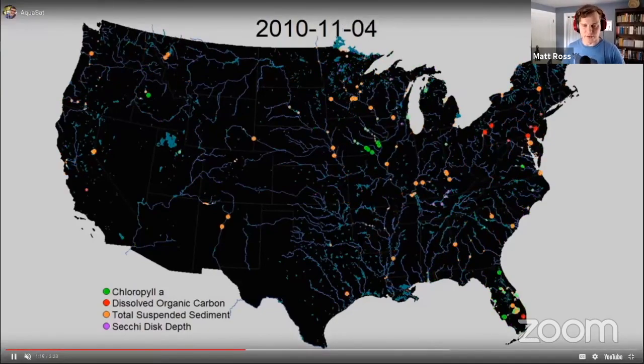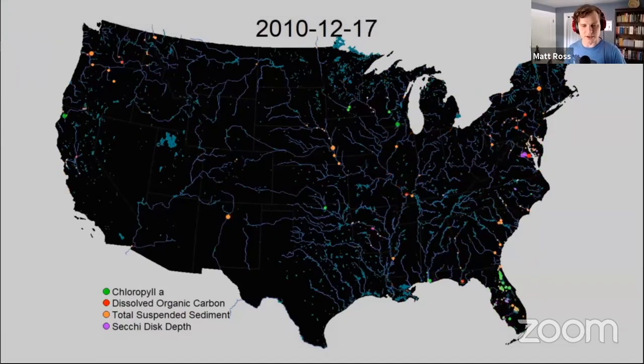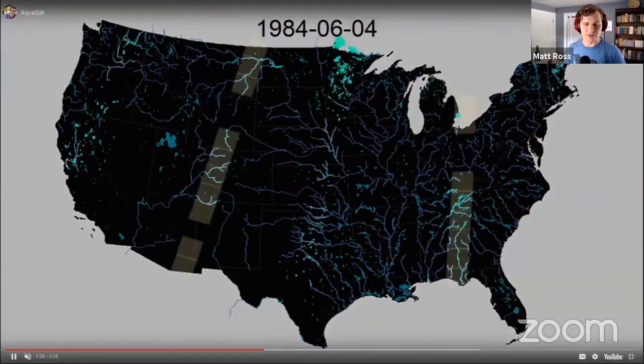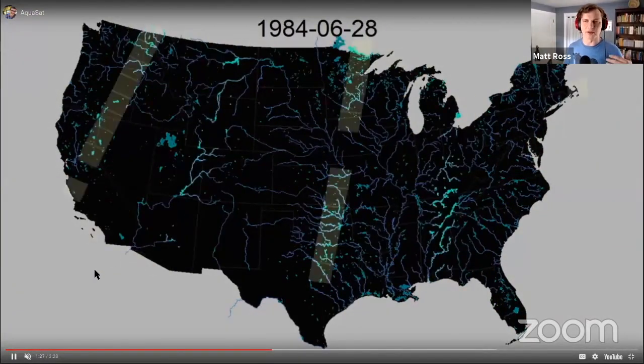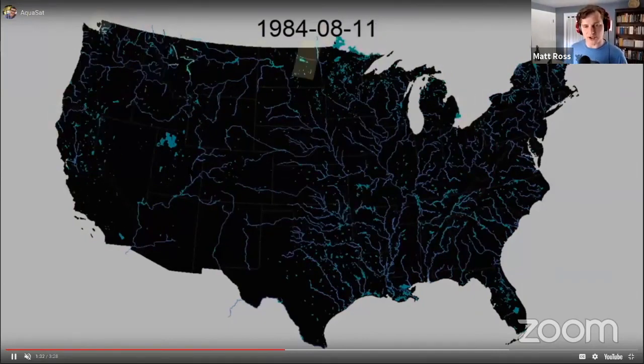So this is sort of the in situ data set that we need. So now we have in situ concentrations in these water bodies. But to make it viable with remote sensing, we need to combine it with another open access data set. So this is the launch of Landsat 5.